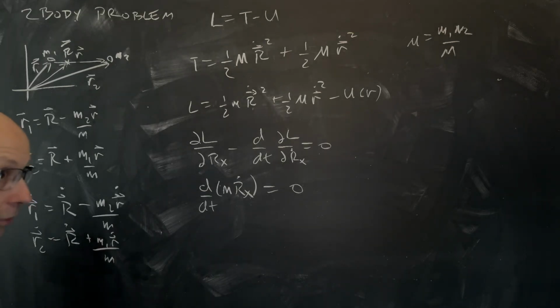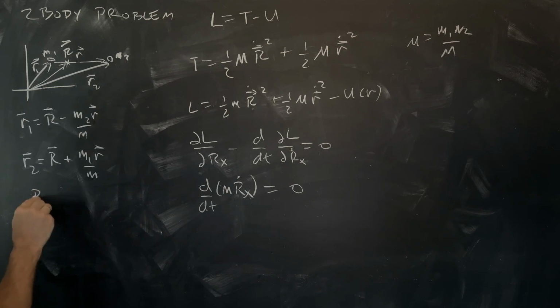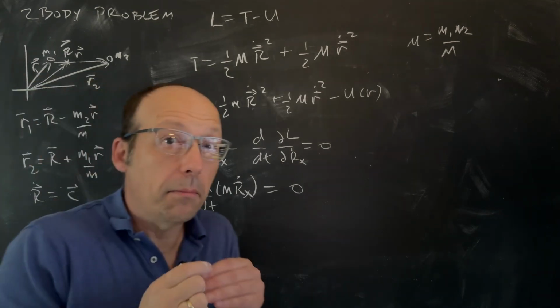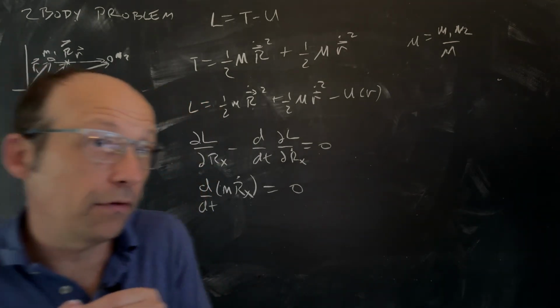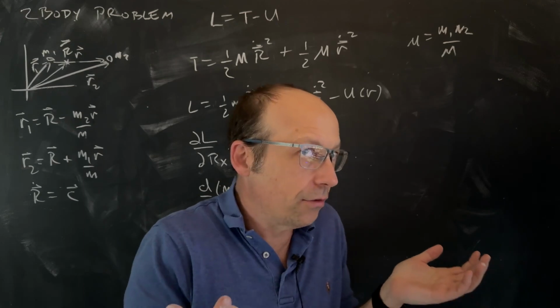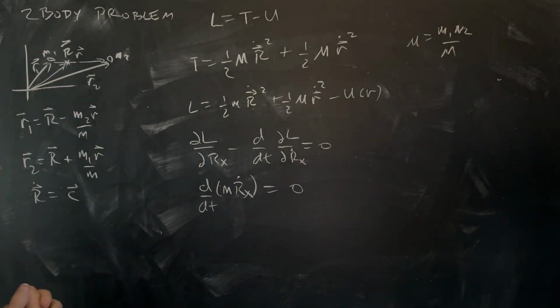I told you I was going to erase some stuff. I get this very important thing: R dot equals a constant vector, right? The motion of the center of mass has to move at a constant velocity, and that's because there are no potentials that would change that. The potential has no dependence on the center of mass, so that has to be true.